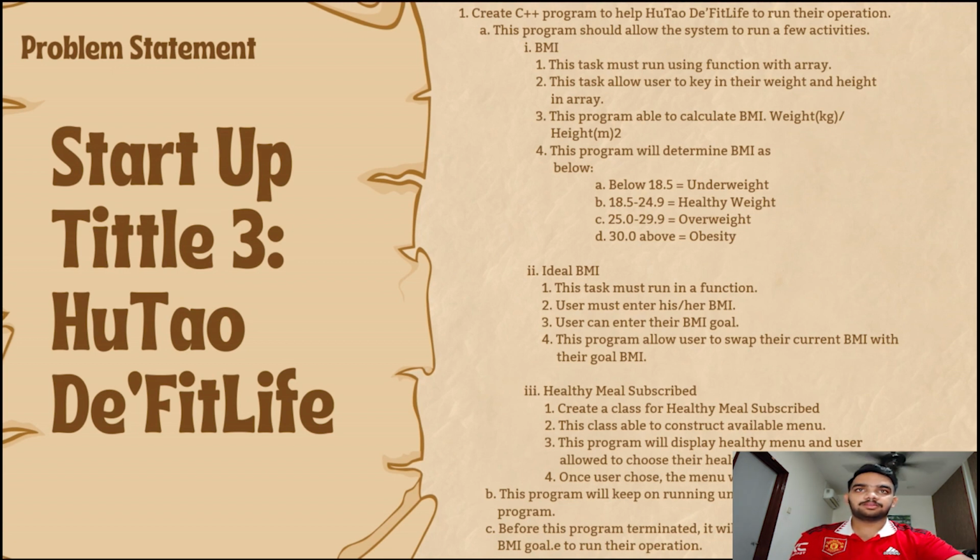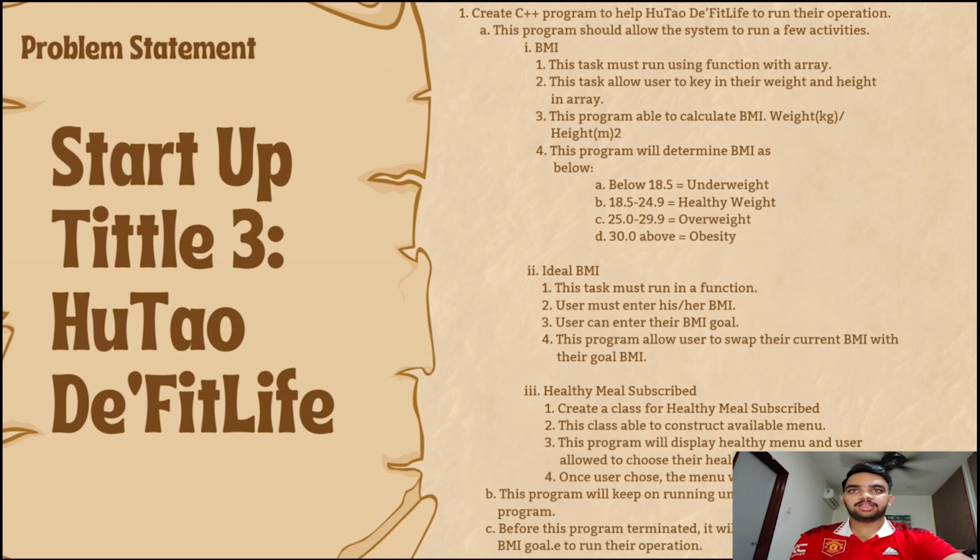If the BMI is below 18.5, it will be detected as underweight. If the BMI is 18.5 to 24.9, it will be considered healthy weight. If the BMI is 25.0 to 29.9, it will be considered overweight. If the BMI is over 30, it will be considered obesity.